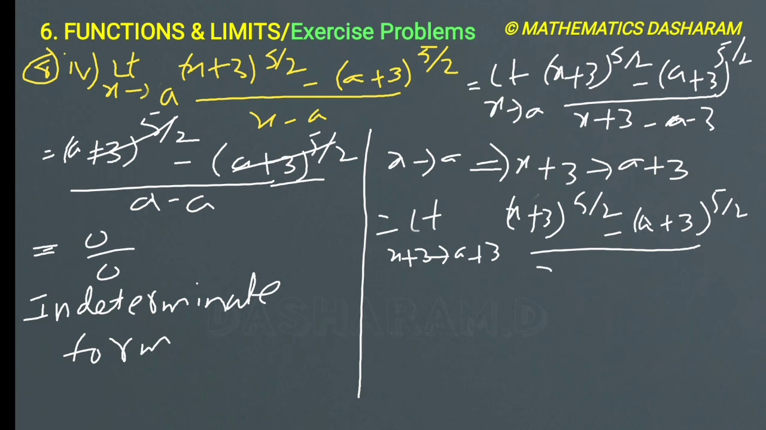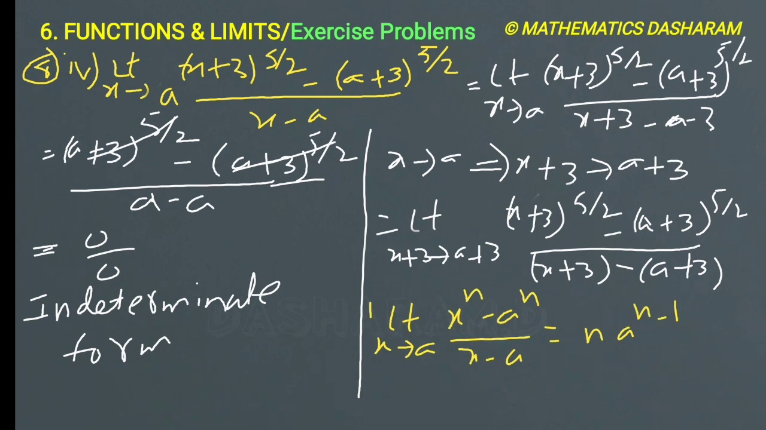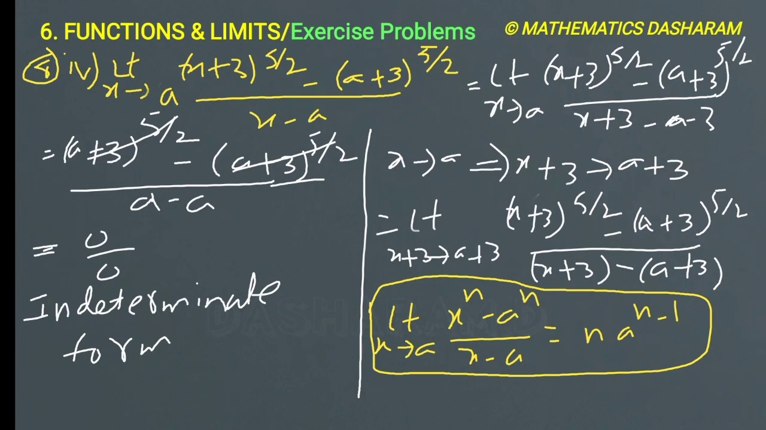Yeah, here in the denominator x plus 3, and from these two we can take the minus common, so a plus 3. Now it is the same as the one formula: limit x tends to a, x to the power of n minus a to the power of n divided by x minus a equals n into a to the power of n minus 1. Here at the place of x we have x plus 3, at the place of a, a plus 3 is there. See here x, here also x, here a, here also a. So the same pattern is followed in our answer.